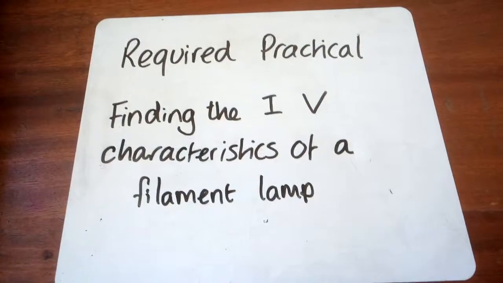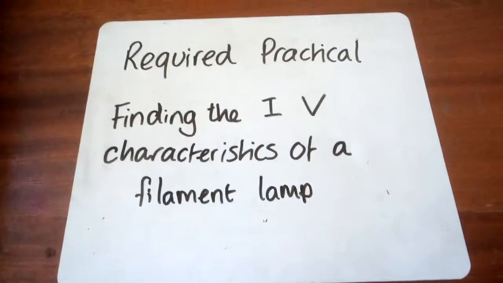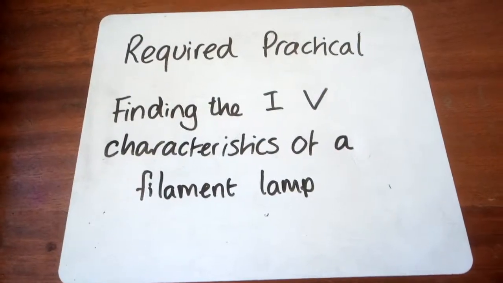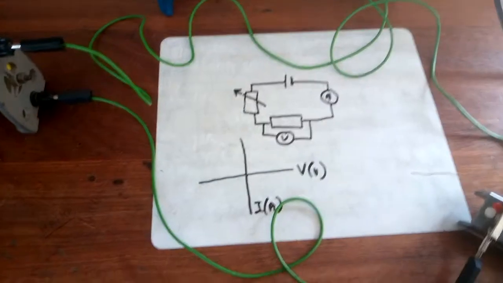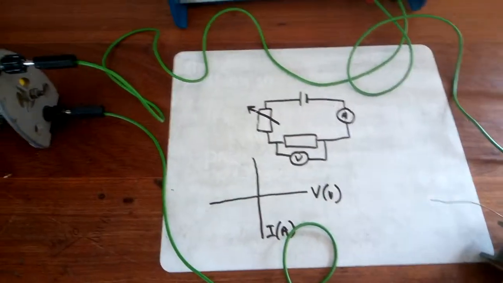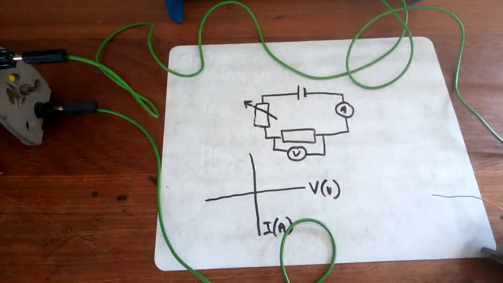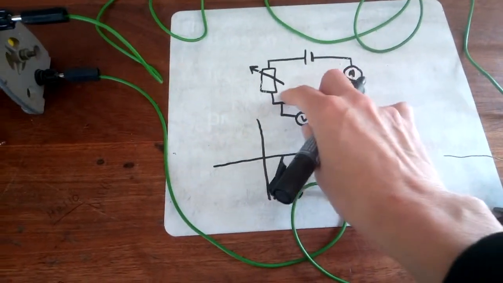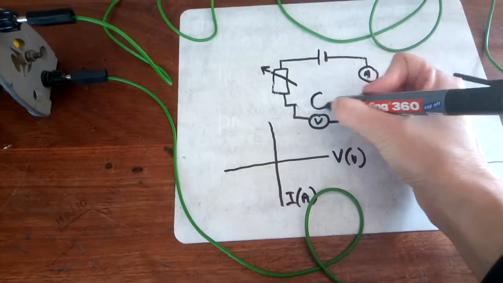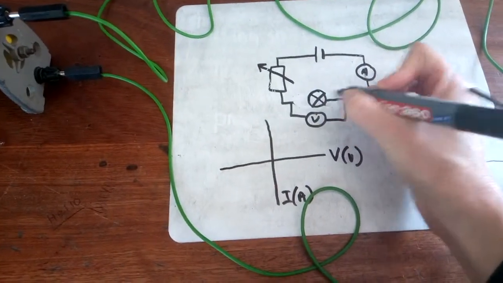Okay, so you're going to try and get some results to draw a very similar graph to last lesson, but we're not expecting this one to be a straight line. So we're using the same setup as last lesson, with an ammeter, but instead of an ohmic conductor, which was a ceramic resistor, we're going to use a filament lamp.